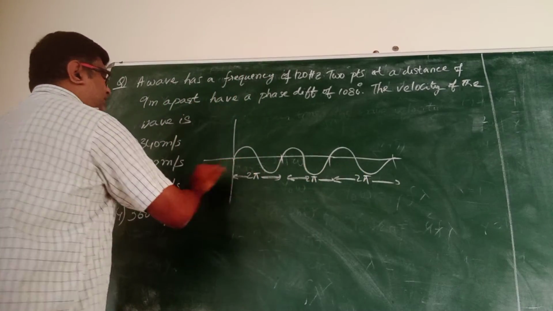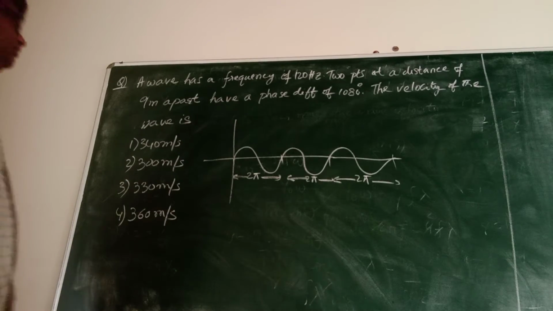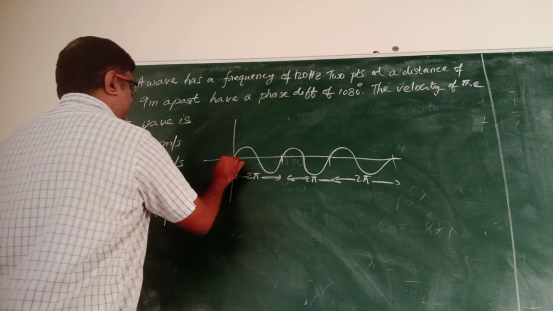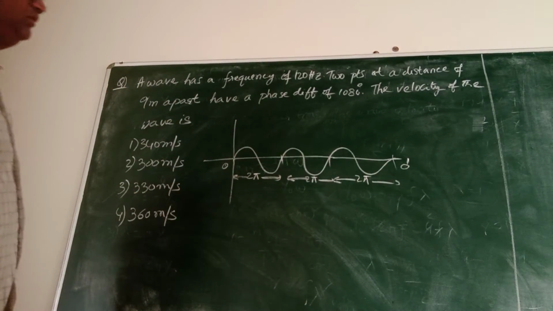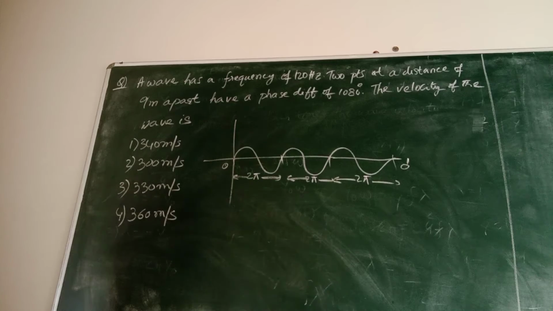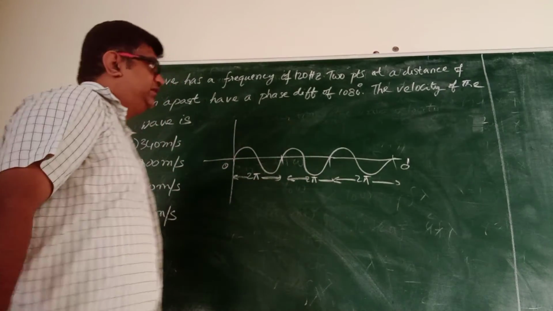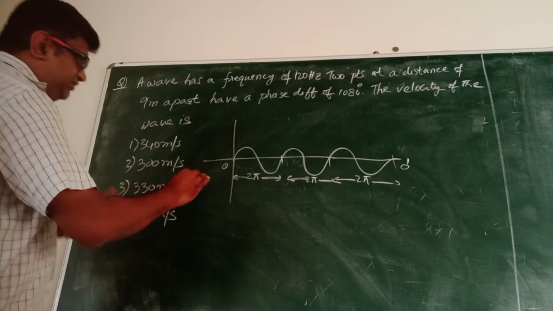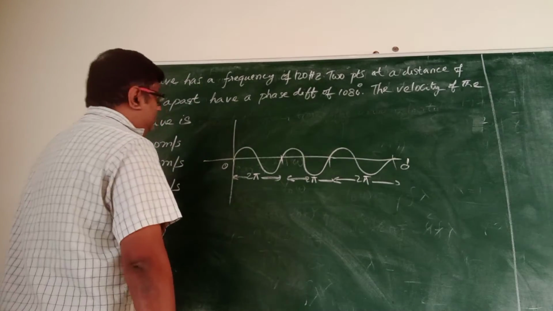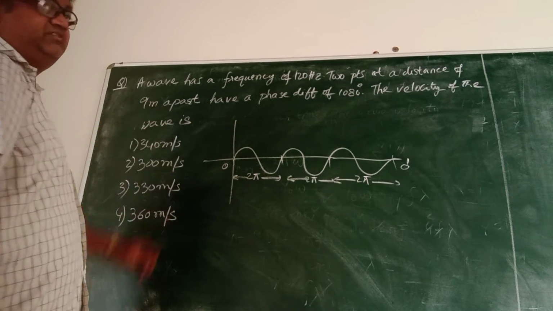I am just making all these sketches so that you understand what you are doing. Okay. So he has taken, let us say, point O and O dash. So there is a phase gap of 1080 or 6 pi, isn't it? 360, 360, 360, 1080. He is asking you what is the velocity of the wave. So what is the relationship between, and he has given you the distance also. The distance of separation is 9 meters.